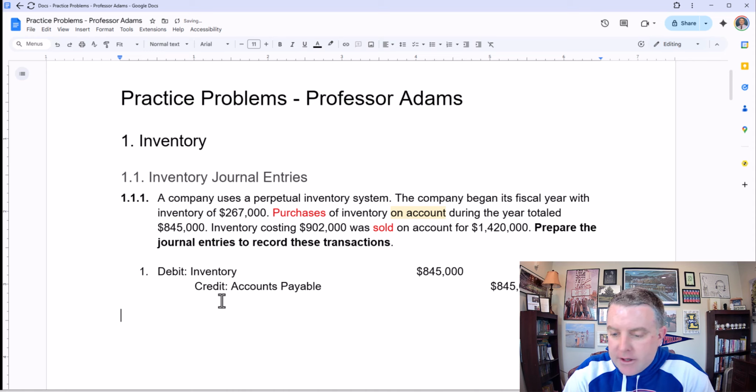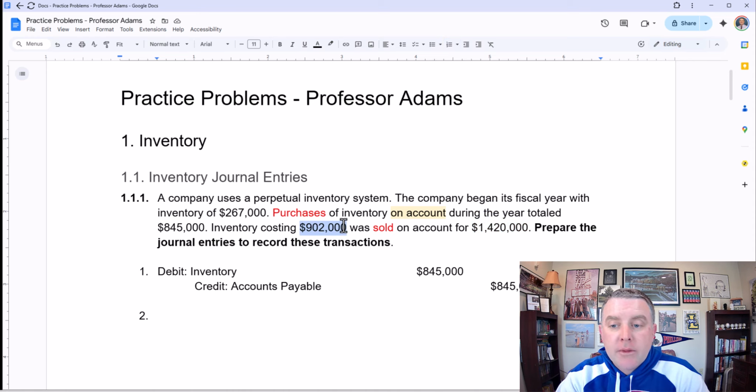Now the second journal entry is we have to record the sale. Anytime that you have a sale, there are always two journal entries. The reason for that is because you're charging the customer one price, and the item that you sold to the customer has a different value. We are charging the customer more than we paid to buy this product from a supplier, or more than we paid to make the product if we're a manufacturing company. We're always trying to sell things at a profit.